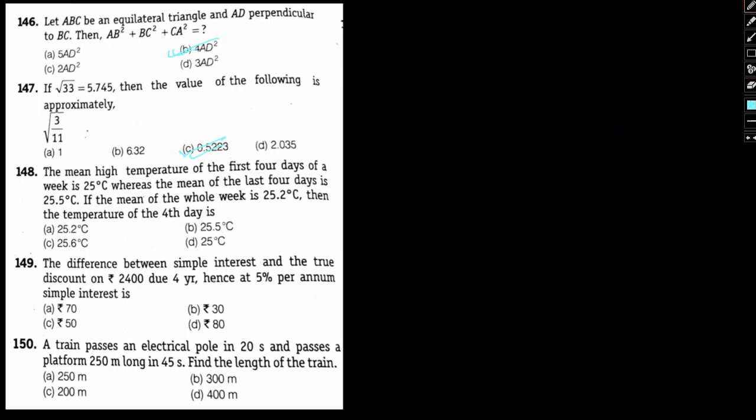Okay, let's move to the next one, that is 148. The mean high temperature of the first 4 days of the week is 25 degrees Celsius, whereas the mean temperature of the last 4 days of the week is 25.5 degrees Celsius. If the mean of the whole week is 25.2 degrees Celsius, then find the temperature of the 4th day. Say 1, 2, 3, 4, 5, 6, 7. These are the 7 days. So for the first 4 days, the average is 25 degrees Celsius.